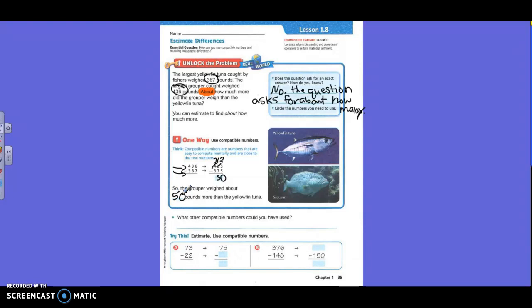Okay, what other compatible numbers could we use instead of 425? What could we have rounded 436 to instead? 430. Okay, we could have done it to 430 if we wanted to. What other number could we have rounded 387 to? 440. No, 387 is what I asked about.